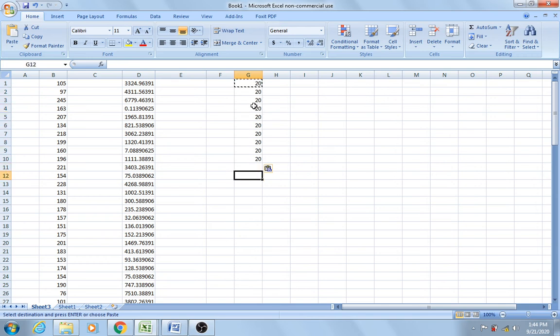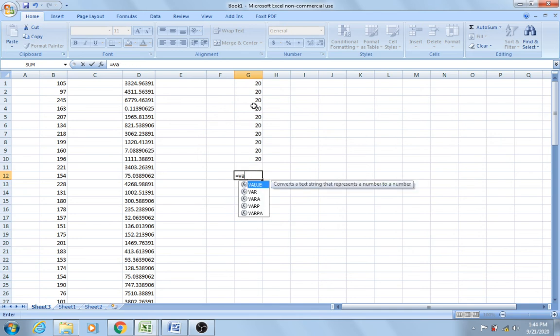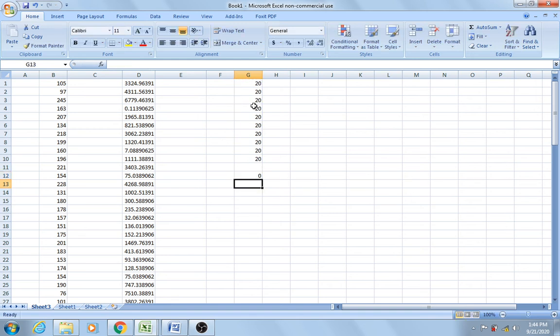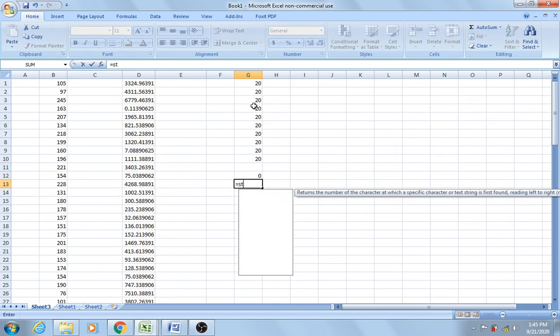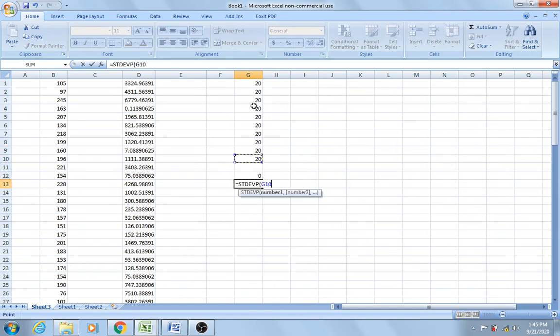So let's calculate the variance. Sorry, it should be VAR, and assume that it is a population and calculate it. See, zero. Zero means there is no variability. So all 20, everything is uniform. Okay, and of course the standard deviation is also zero.